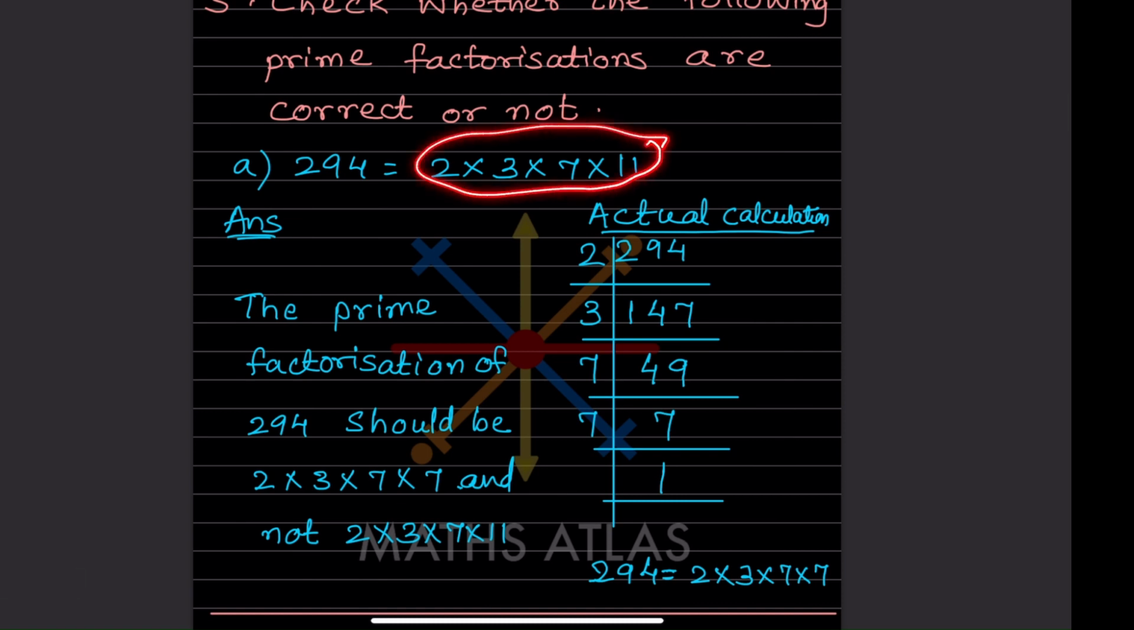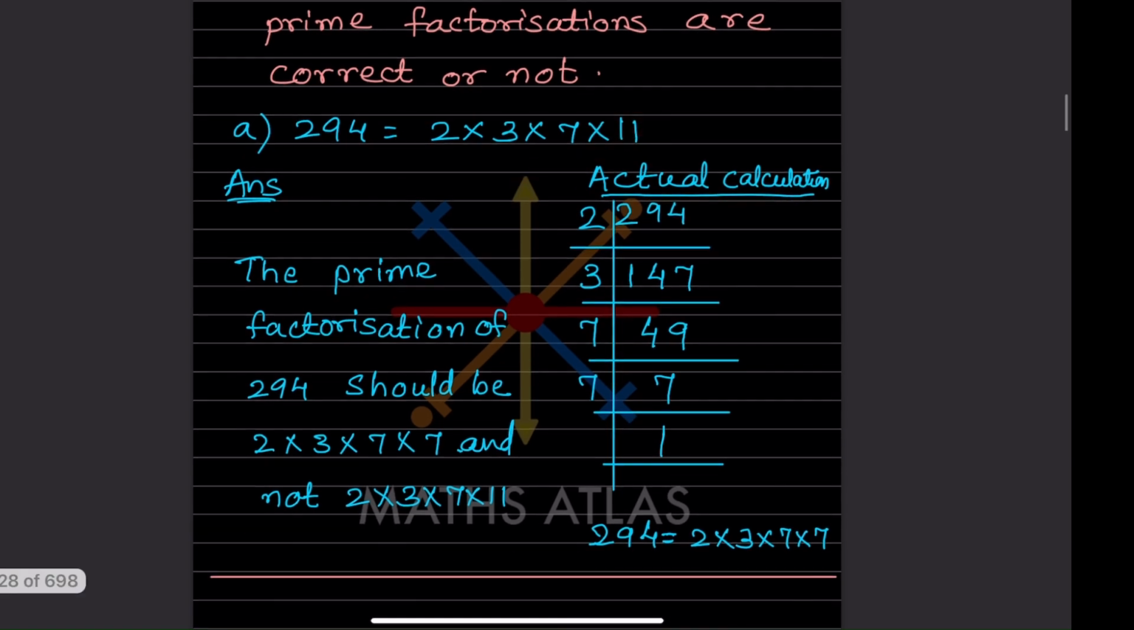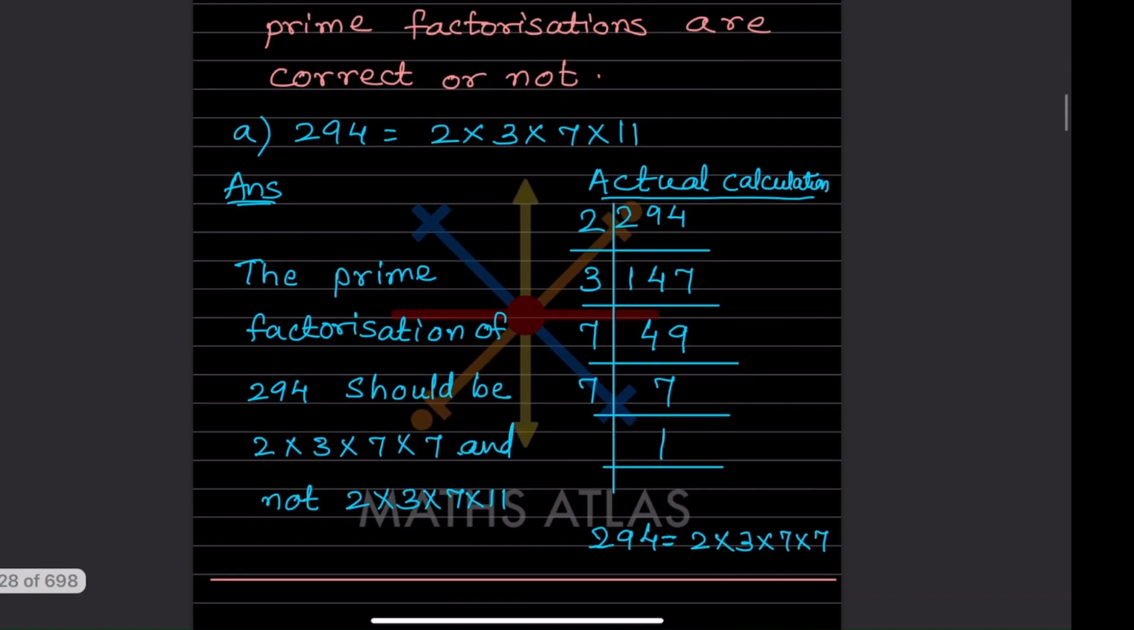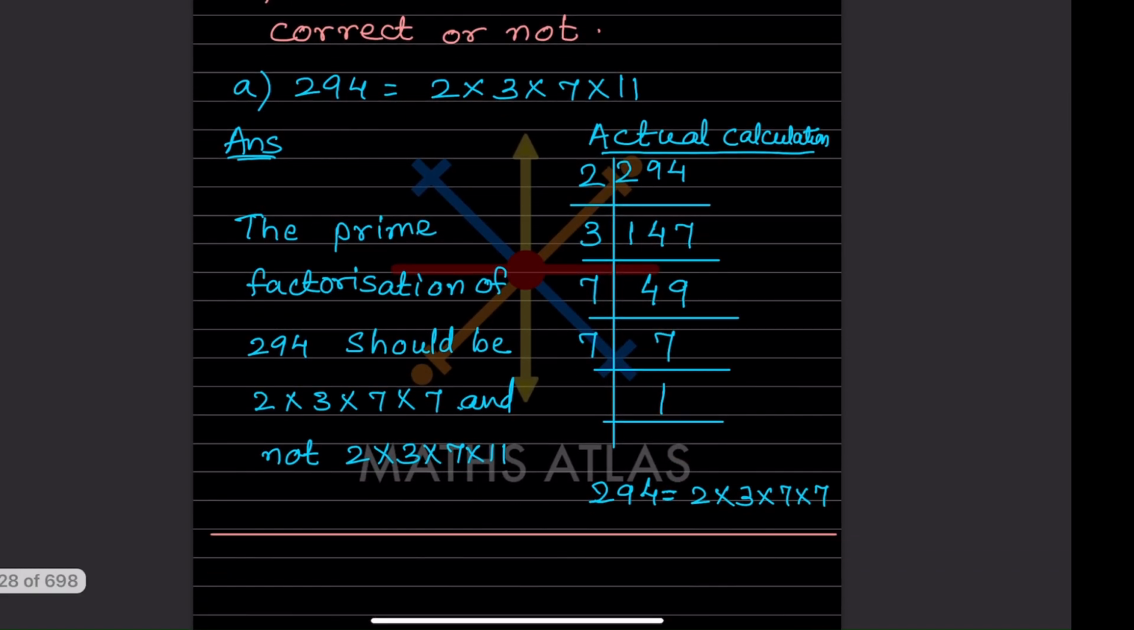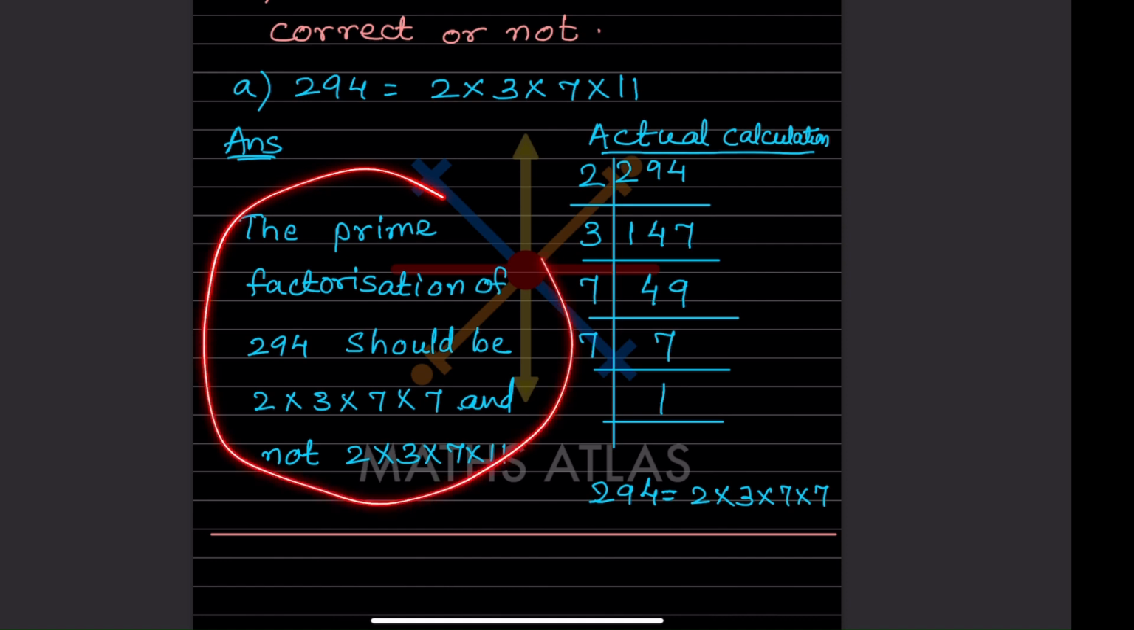So we have to check whether, when we are doing the actual calculation, we get this or not. Now when you do the prime factorization with the actual calculation, what do you get here? 2, 3, 7 and 7. So you get 2 times 3 times 7 times 7, and here they have written 11. So we have to say, they said check whether the following are correct or not. The prime factorization of 294 should be 2, 3, 7 and 7 and not 2, 3, 7 and 11. So this will be the answer. Okay.